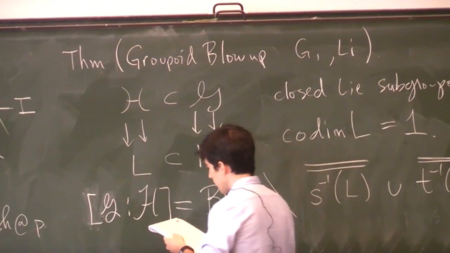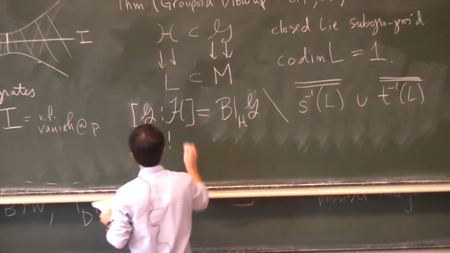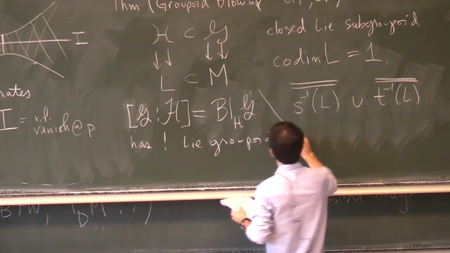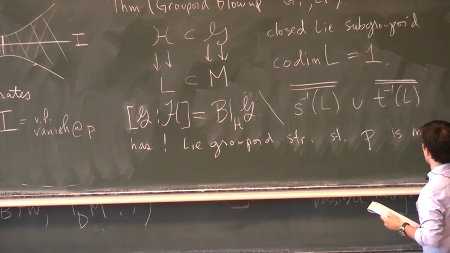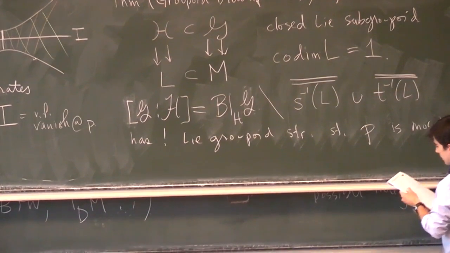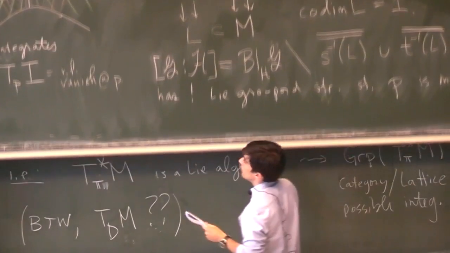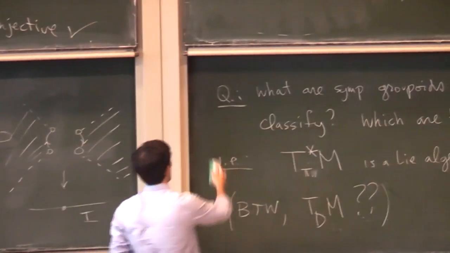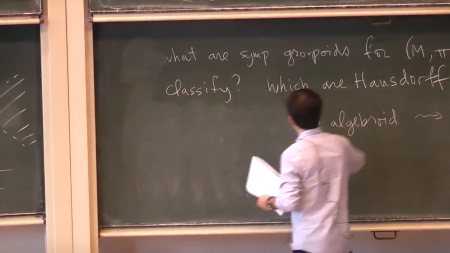So the theorem is that this has a unique Lie groupoid structure such that P, the blow-down map, is a morphism. The theorem has a few more statements, but this is the important part. So you can blow up a subgroupoid over a hypersurface.